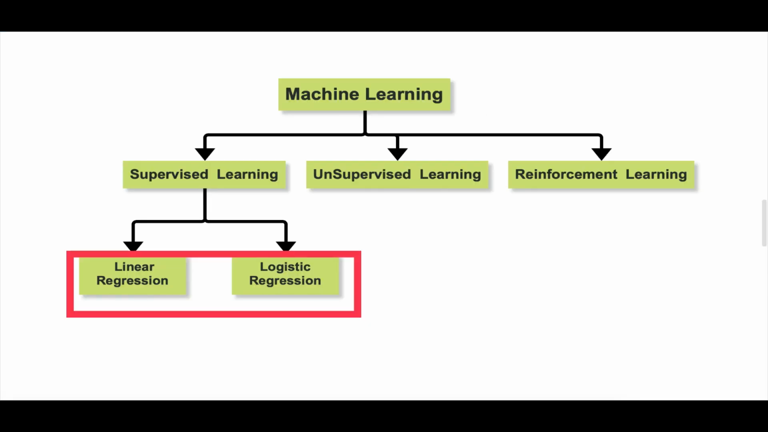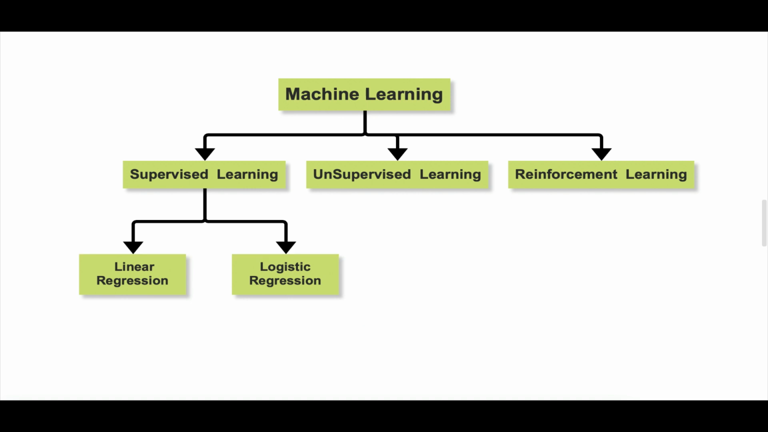Two of the most common types of supervised learning are linear regression and logistic regression. Now let's dive deeper into regression analysis. Regression analysis is the process of estimating the relationship between input and output variables. A regression model predicts a continuous numerical value. For example, a weather model that predicts the amount of rain in inches or millimeters is a regression model.